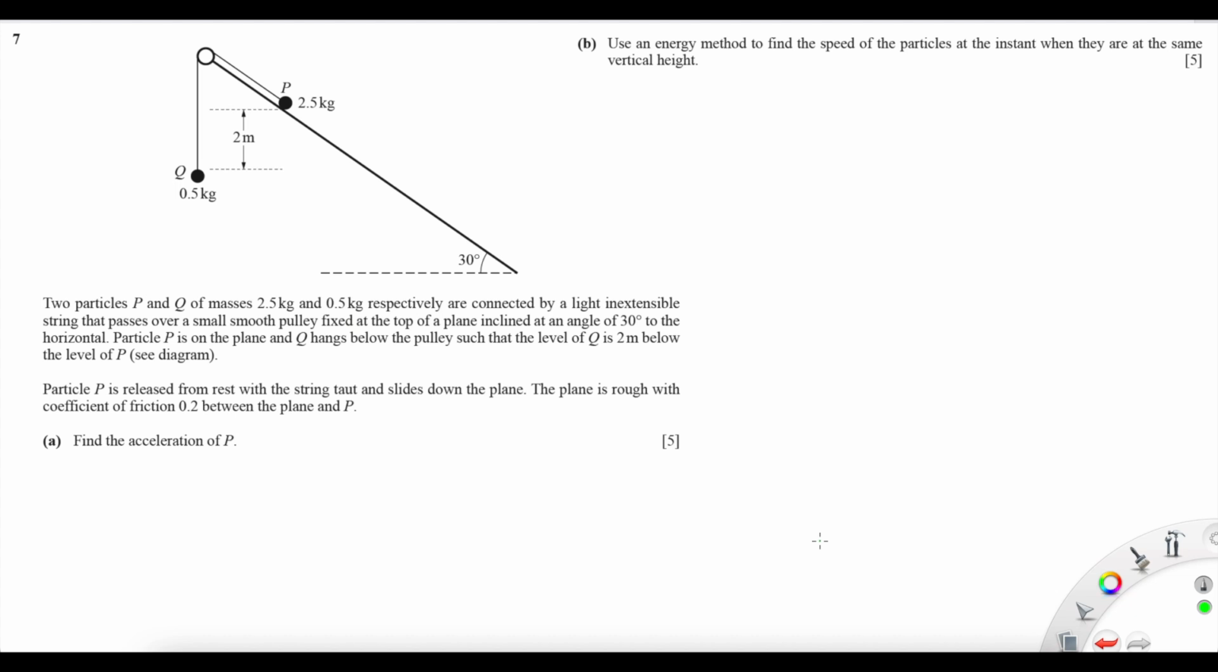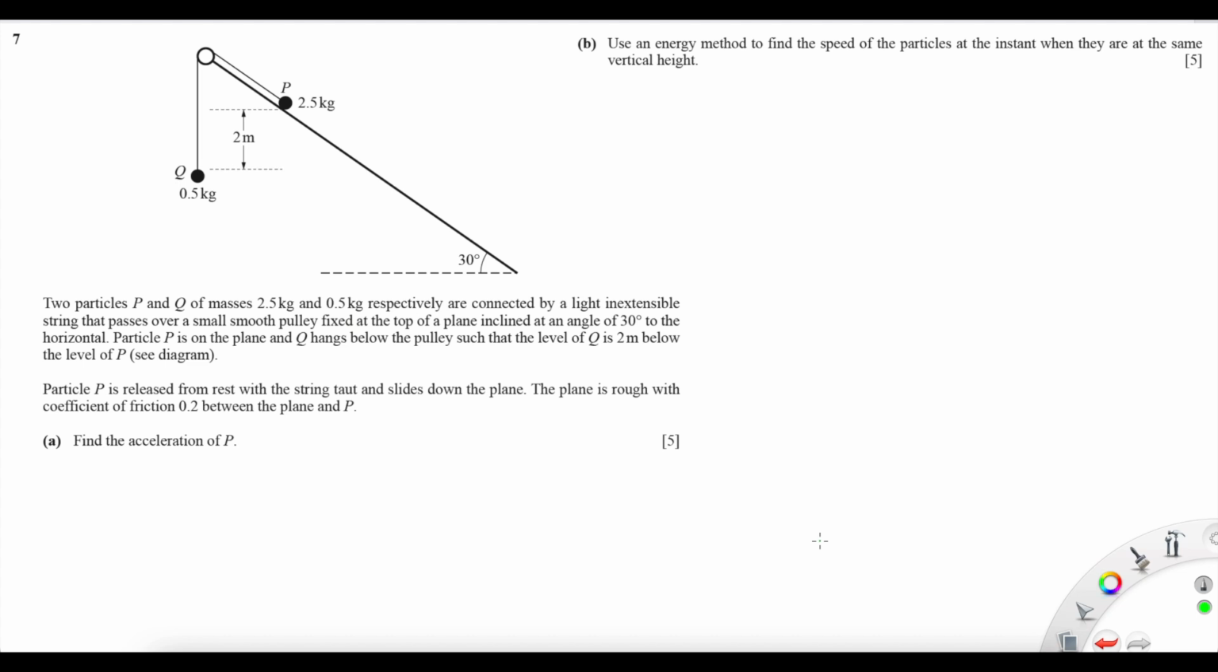Question number 7. Two particles P and Q of masses 2.5 kg and 0.5 kg respectively are connected by a light inextensible string that passes over a smooth pulley fixed at the top of a plane inclined at an angle of 30 degrees to the horizontal. Particle P is on the plane and Q hangs below the pulley such that the level of Q is 2 meters below the level of P. See the diagram. Particle P is released from rest with the string taut and slides down the plane.